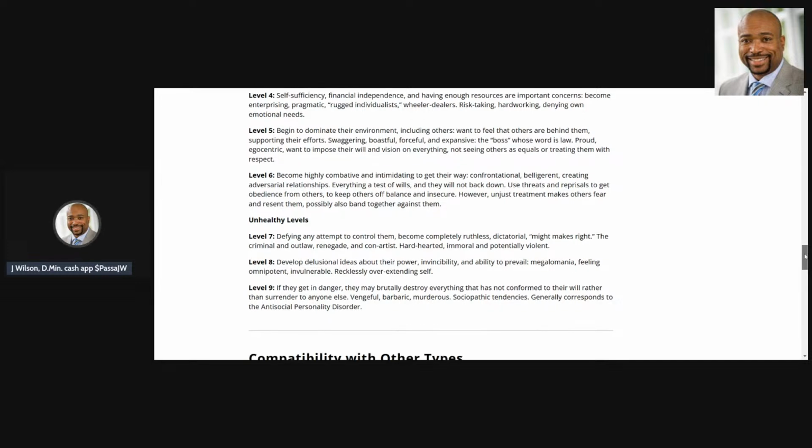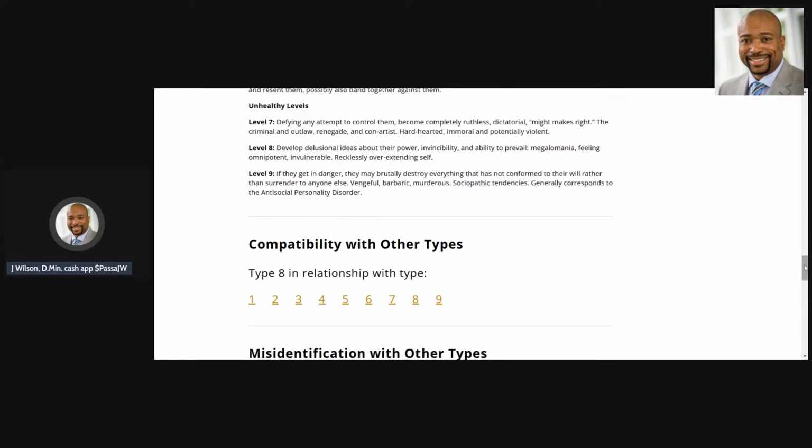Unhealthy levels, defying any attempt to control them, become completely ruthless, dictatorial, might makes right, the criminal and outlaw renegade and con artist, hard-hearted and immoral, potentially violent. Develop delusional ideas about power, invincibility, and ability to prevail. If they get in danger, they may brutally destroy everything that has not conformed to their will rather than surrender to anyone else.